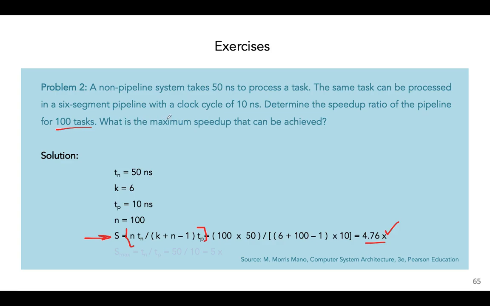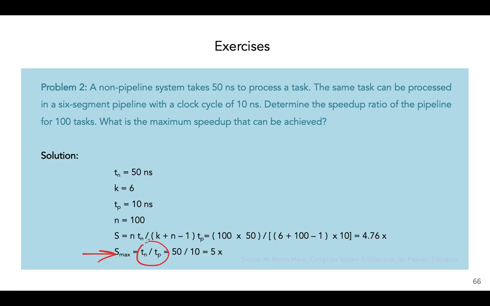We can then find out the maximum speed up. So maximum speed up, not maximum theoretical speed up, that is S equal to K, so that would be S equal to 6. But you know now that the maximum theoretical speed up is not feasible in real life situations. The maximum speed up you can get is Tn divided by Tp.